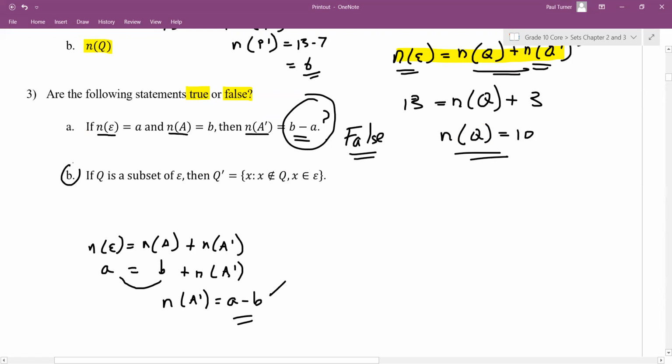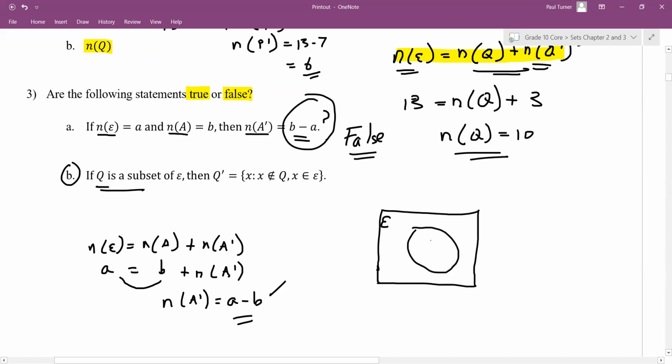How about B? You may want to think about a subset here. Let's make it a Venn diagram for doing this one, because I don't have any numbers to work with or anything. So Q is a subset of the universe. So this is your universe, this rectangle. Set Q is a subset. So I'll put Q inside here. So I want to know if this statement is true or false. Anyone?